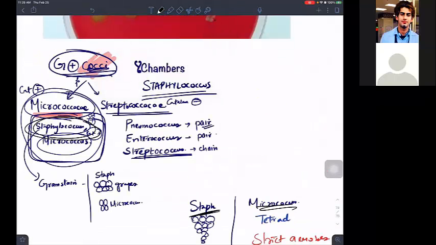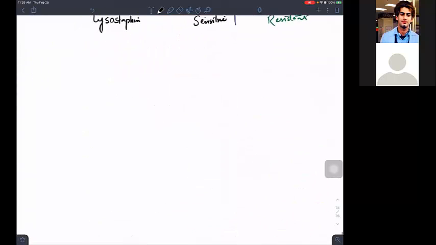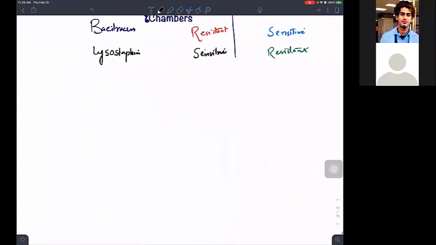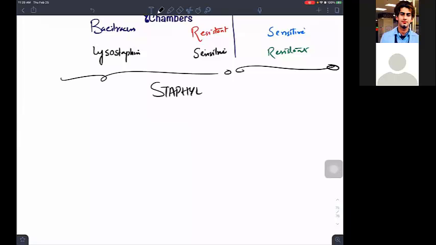Now let us take the first important bacteria, that is Staphylococcus. The first bacteria which we will be learning in our systemic bacteriology. So let us start now the discussion about Staphylococcus.